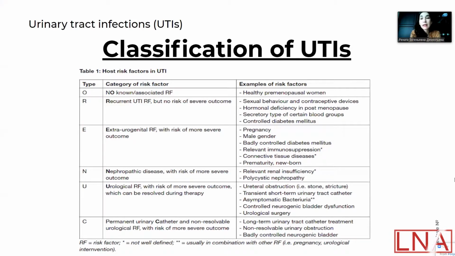Pregnancy, male gender, badly controlled diabetes mellitus, relevant immunosuppression, connective tissue disease or disorders like scleroderma, and prematurity or newborn. N: nephropathic disease with risk of more severe outcomes of this infection. This includes relevant renal insufficiency or renal failure or chronic kidney disease, and polycystic nephropathy. And in the background, there is already disturbance of the functional status of the kidney.